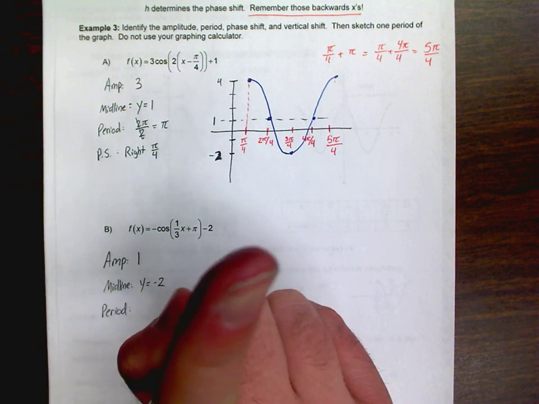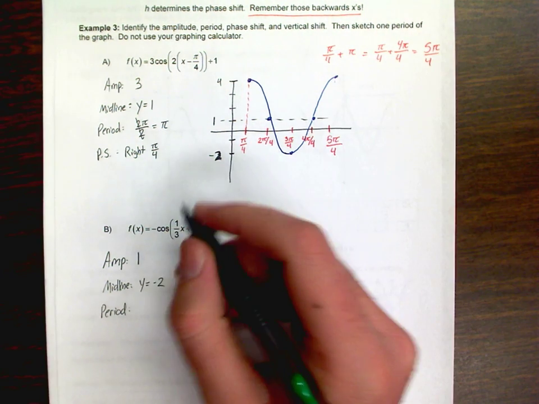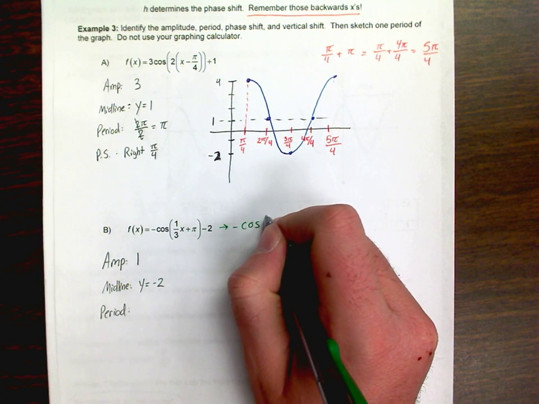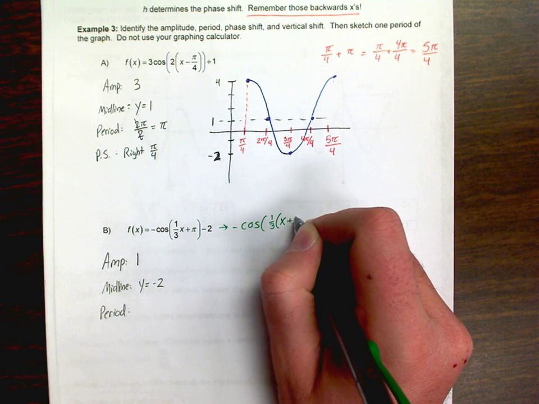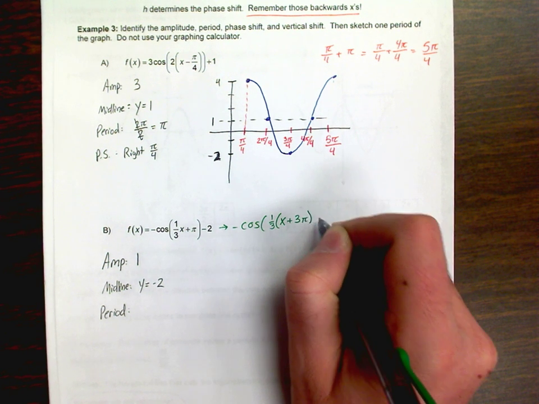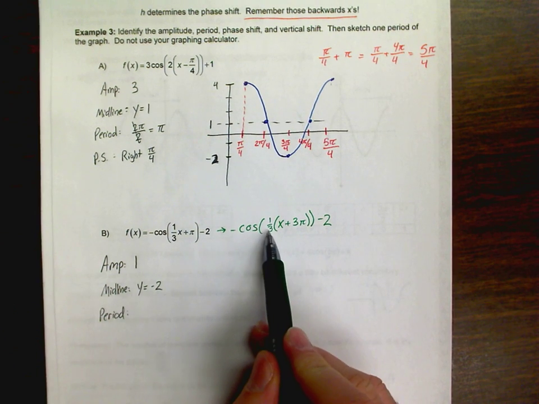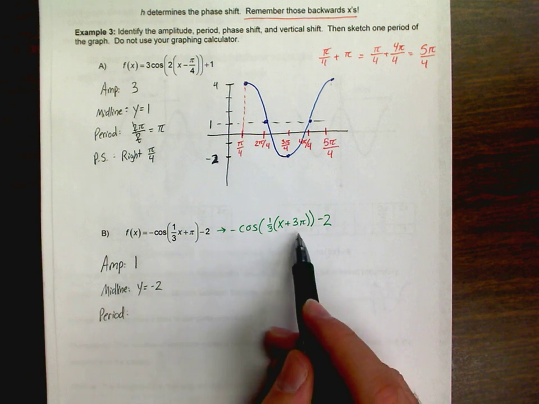So, instead we need to just do some factoring. Okay? I want to rewrite this as negative cosine of, I'm going to factor out the 1/3, so I get x plus 3 pi, minus 2. Do you see how if I distribute the 1/3 to the 3 pi, I get back pi? So my phase shift is actually 3 pi to the left. Okay, so we got to be careful there.